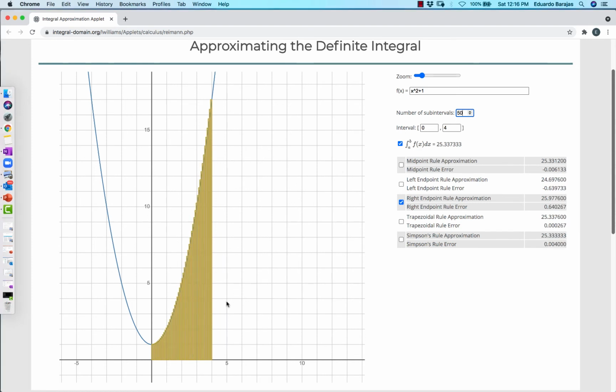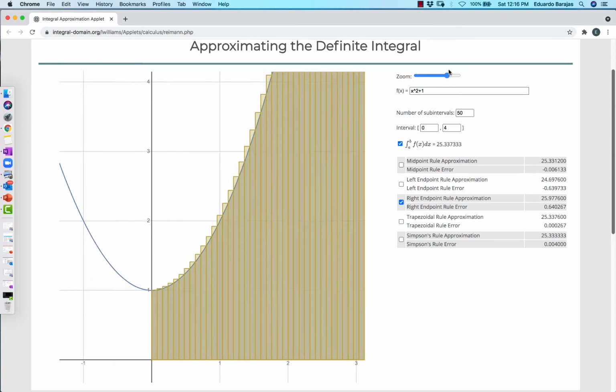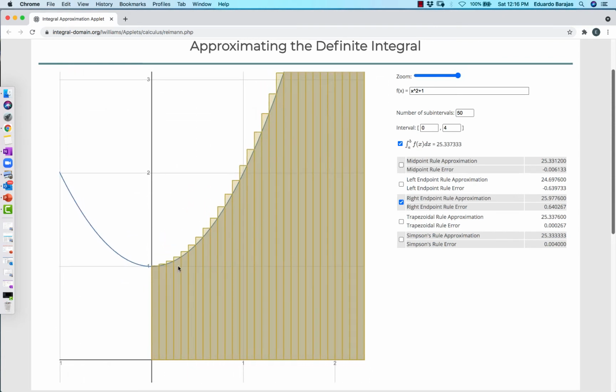Okay, so when n equals 50, there are 50 rectangles here, all of them using the right end rule. And as you can see, the sum of all 50 rectangles now gives us a very, very nice approximation of the true area underneath the curvature. Of course, it's not perfect. If we zoom in right in here, we see that in fact, we still have an overestimation.